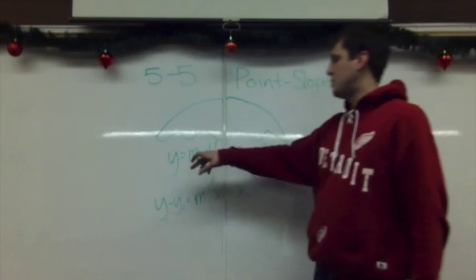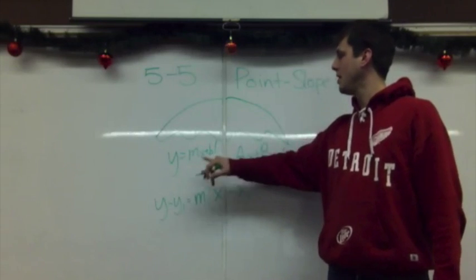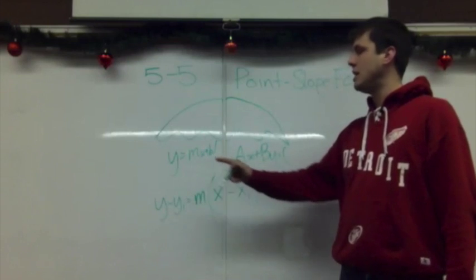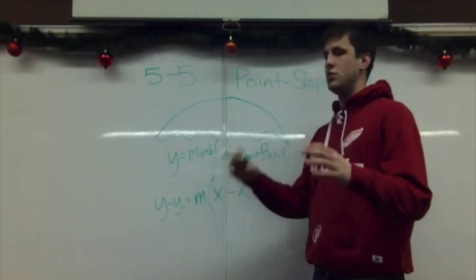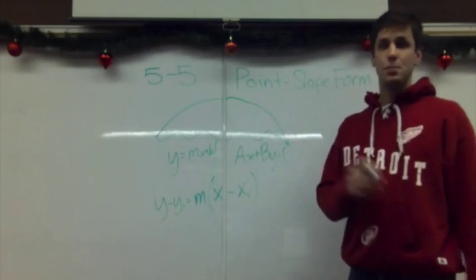So y equals mx plus b. The point of this is to find the slope and the y-intercept. That is the point of it. You find your m and your b, and that is the slope and the y-intercept. When you put it in this form, those two things are obvious. You can see them within the equation. That is its purpose.